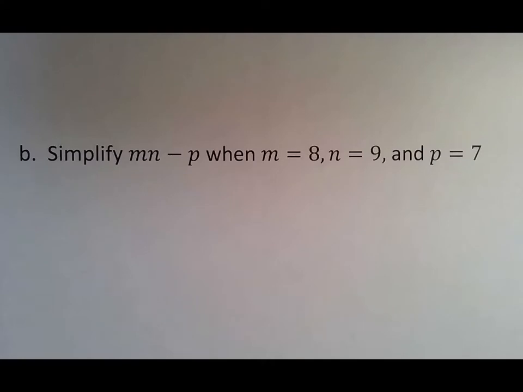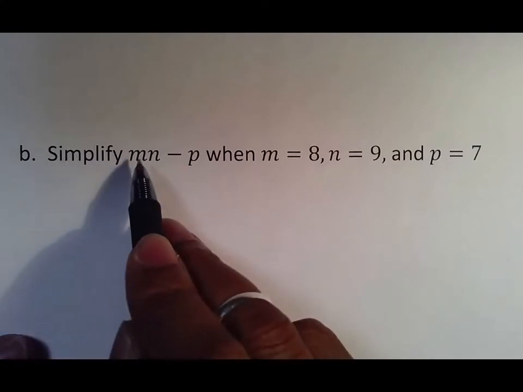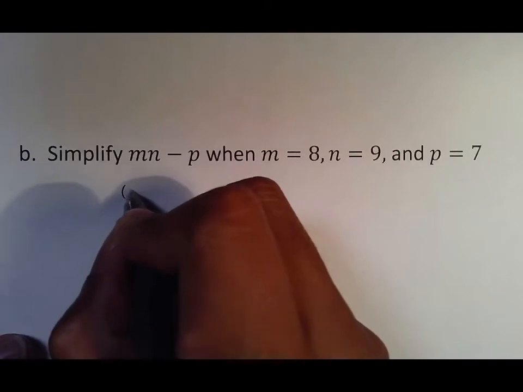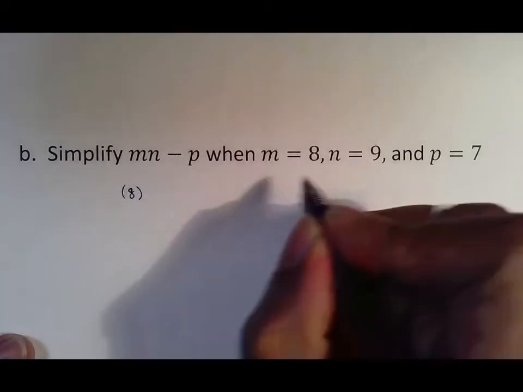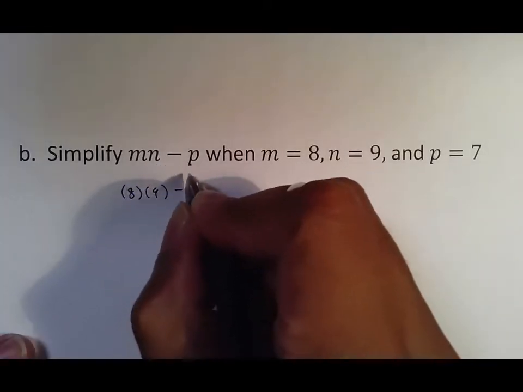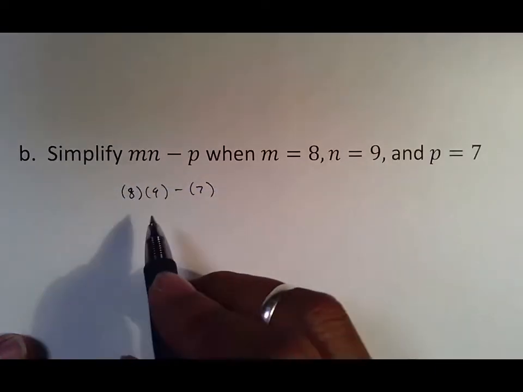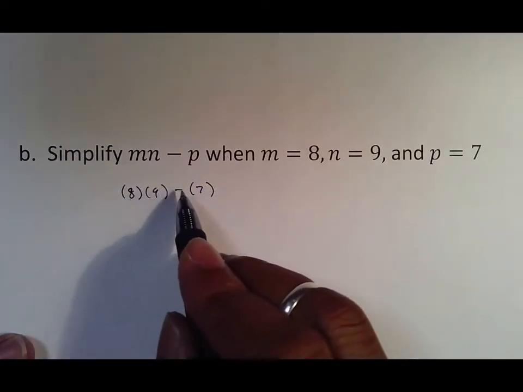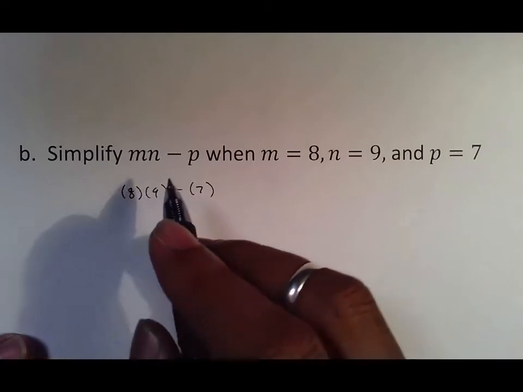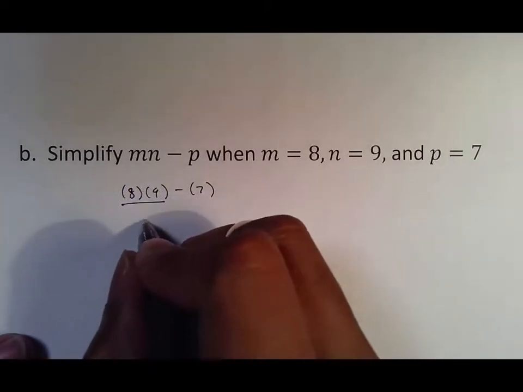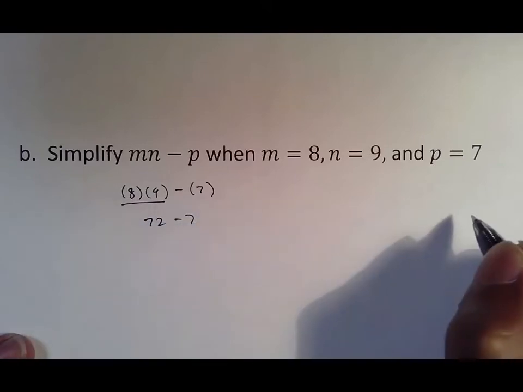And I'll go ahead and work that out. Remember again, we are substituting. M is 8. N is 9. Minus P is 7. The first thing I notice is multiplication, addition. Well, which one's stronger? Multiplication, this one. 8 times 9 is 72, minus 7.